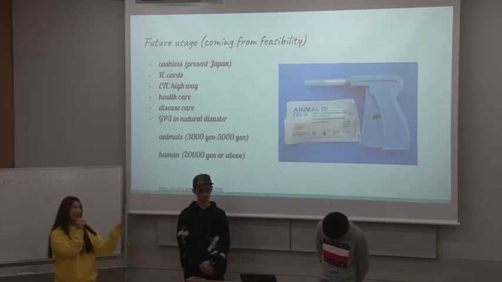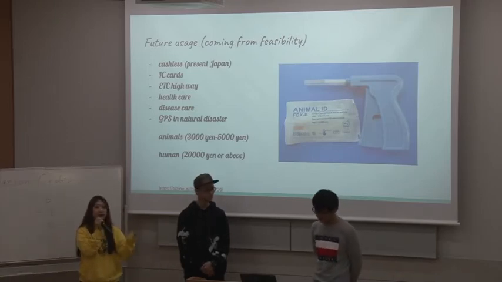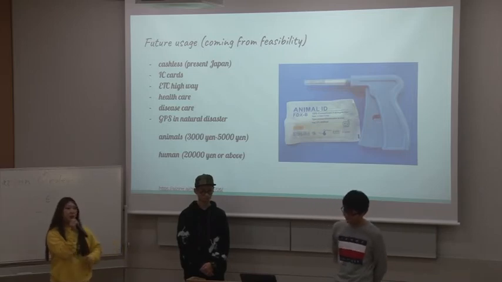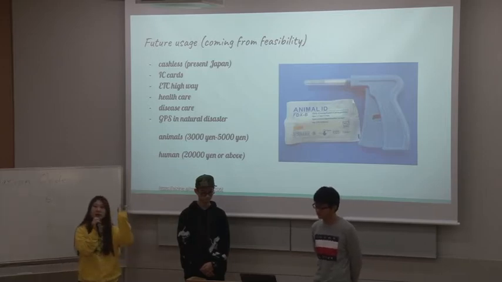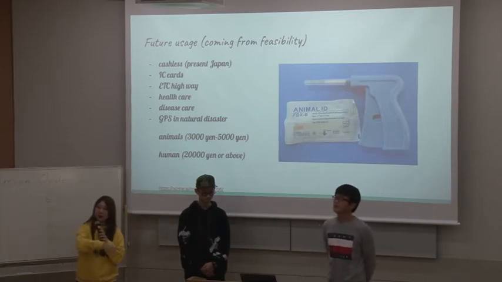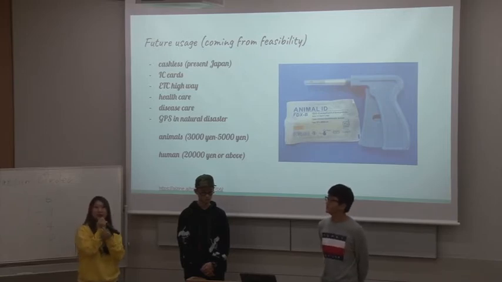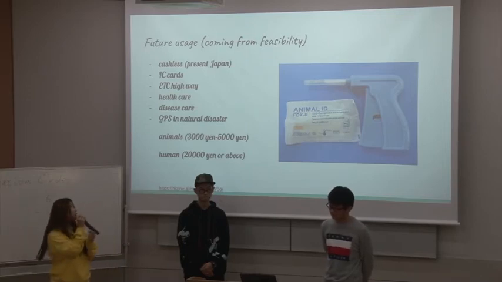Wujing had the slide just now about having diseases to be cured, putting in implants, and GPS in natural disasters. So like when there's an earthquake, I talked about it before about public Wi-Fi, right? So in a natural disaster, we can find people easily.